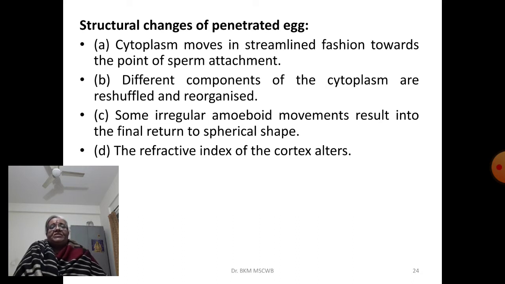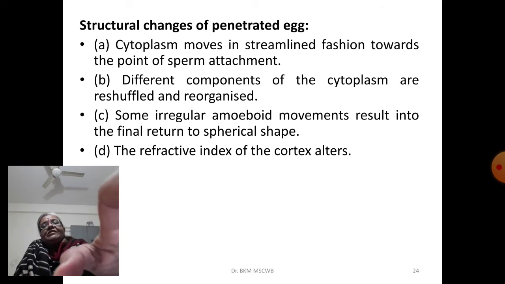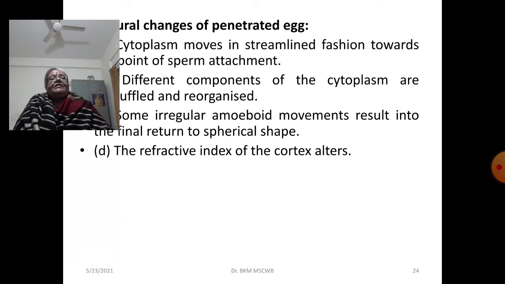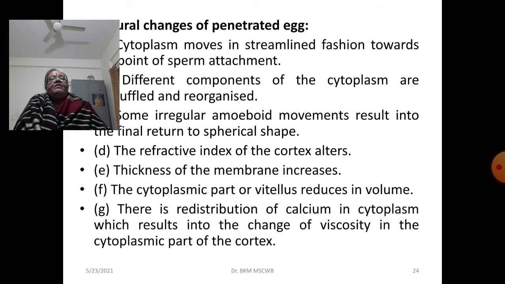The refractive index, that is mu, what you have studied in your PU classes, a physics concept, alters. The refractive index mu of the cortex alters. Then the thickness of the membrane increases. The cytoplasmic part or the vitellus reduces in volume. And now I should tell you, this vitellus is nothing but the reserve food material or the yolk, and there is considerable decrease in the volume of yolk.